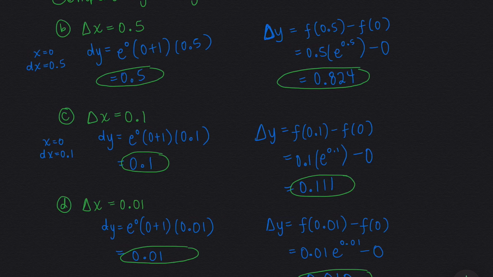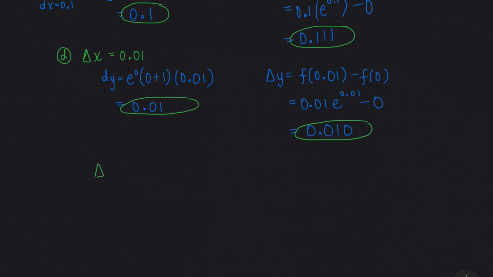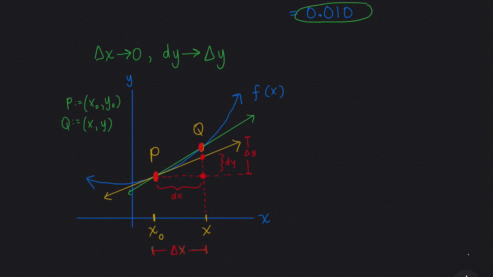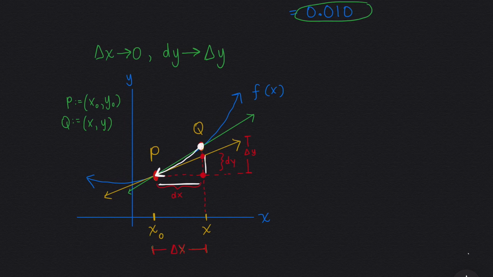If we look back at our previous three examples, notice that the closer and closer the change in x, or delta x, gets to 0, then dy and the change in y get closer and closer to each other as well. So we have that as delta x approaches 0, then dy, the differential of y, approaches the actual change in y. If we look at our graph, what this means is that as delta x gets smaller and smaller, so as this distance gets smaller and smaller, or as this point approaches P, then this distance, dy, gets closer and closer to this distance, the change in y.